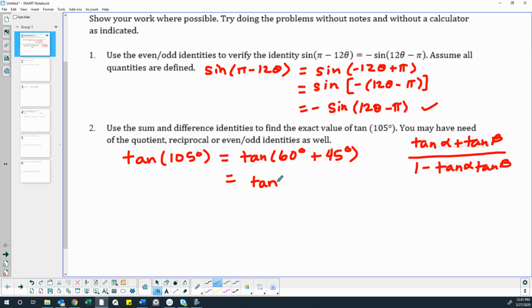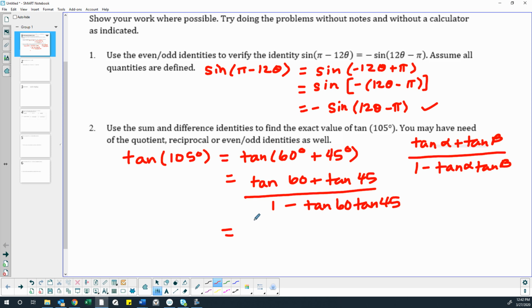Okay, so we get tangent 60 plus tangent 45 divided by 1 minus tangent 60 tangent 45. Well, let's go ahead and simplify that. So the tangent of 60 is square root of 3, and the tangent of 45 is 1. So then we have 1 minus tangent of 60, which is square root of 3, times the tangent of 45, which is 1. So I'm not even going to write the 1 because timesing by 1 doesn't change anything. So there's one way to leave your answer.